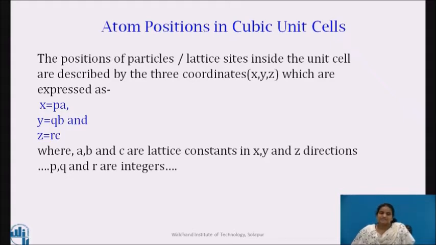z, which are expressed as x is equal to PA, y is equal to QB and z is equal to RC, where A, B and C are the lattice constants in x, y and z directions, and P, Q and R are the integers. So if the lattice constants A, B, C are equal to 1, the coordinates of the lattice site will be P, Q, R, that is written in brackets separated by commas. So these are the indices of the lattice site.